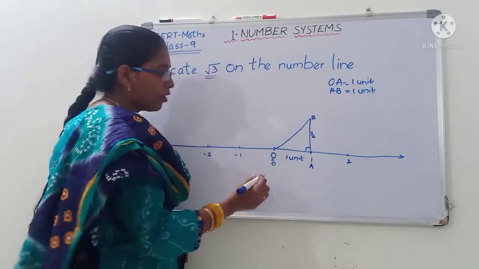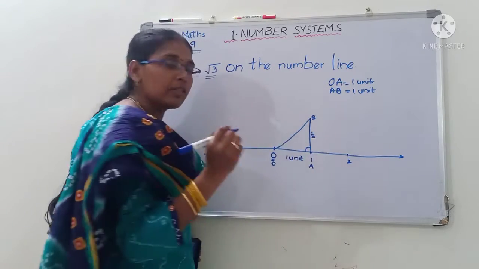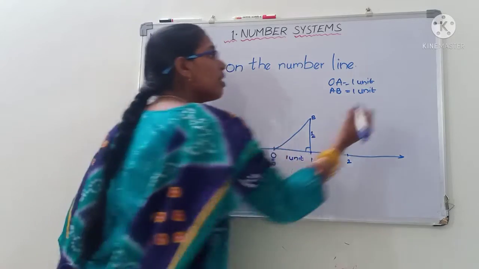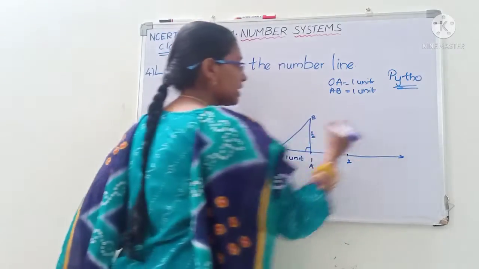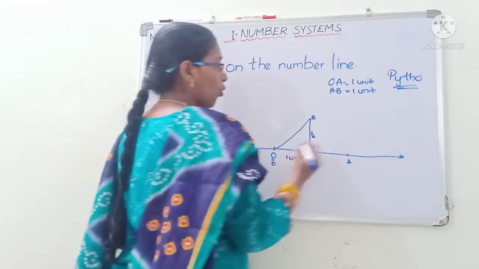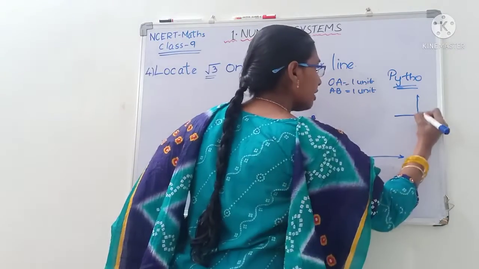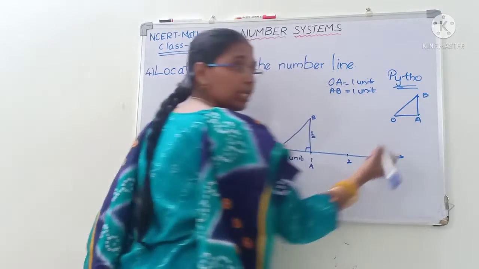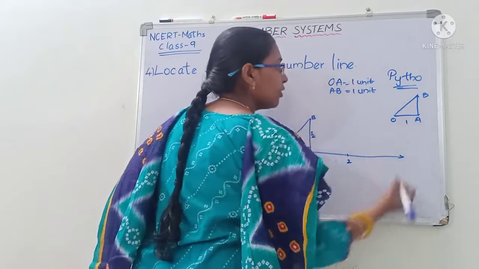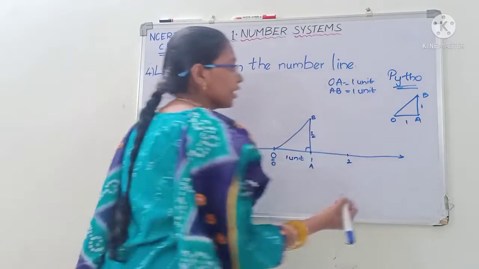Till this you know, children. What do you get now? You get the length of OB. How do you get it? Using Pythagoras theorem. Using Pythagoras theorem, you get the length of OB. See, children, OAB. What is the length of OA? It is 1 unit. AB is also 1 unit.